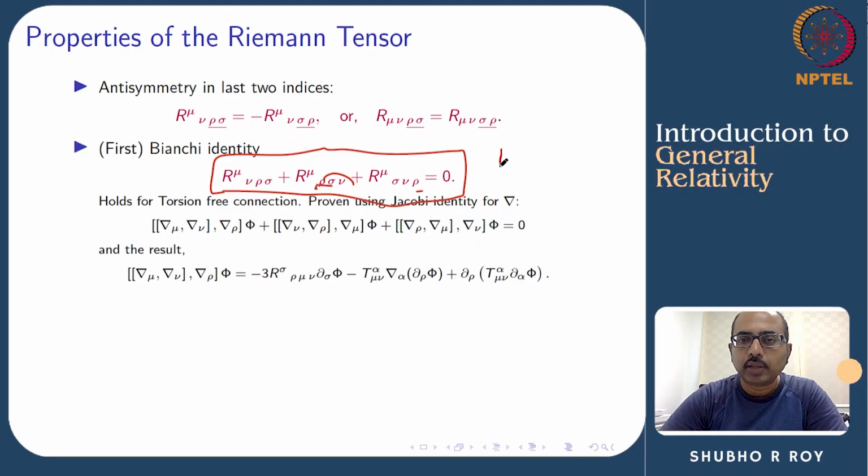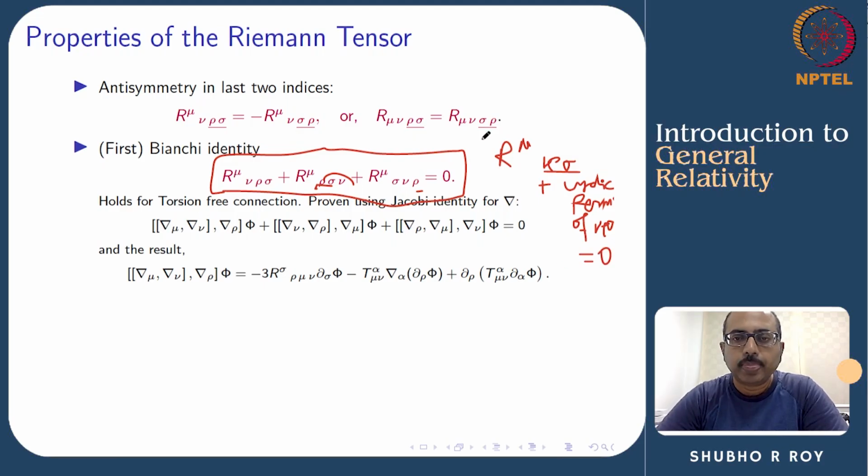So you can say that it is nu rho sigma plus cyclic permutations of nu rho sigma. And there are only going to be two extra terms, because three objects you can cyclically permute to get three combinations.